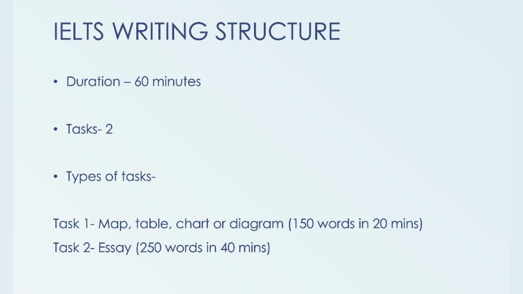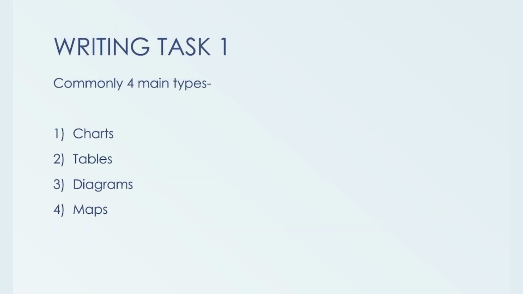For task 1, you need to write at least 150 words in 20 minutes. And for task 2, you need to cover 250 words in 40 minutes. Now in task 1, you can expect any of these. It's very unlikely you get a diagram or a map, but you'd still have to prepare for these. There are high chances you get a chart or table. Now let's cover each one of these separately.